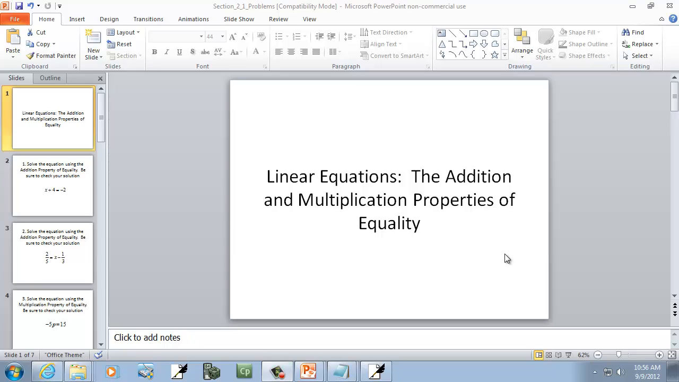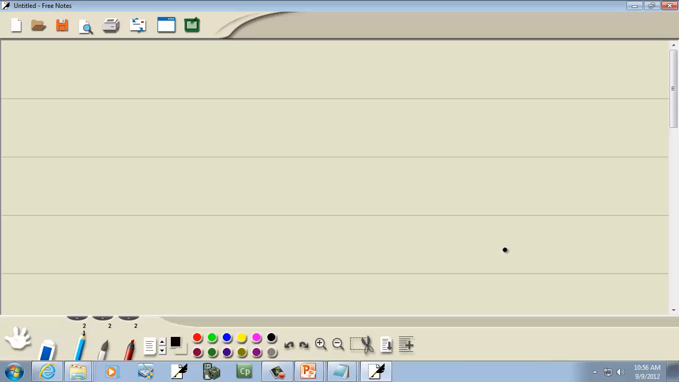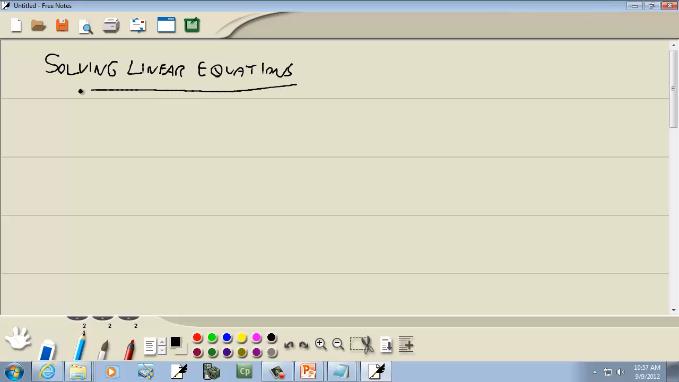Well, let's take a look at solving linear equations. Some right steps down here. Solving linear equations. We have a note that goes up at the top.